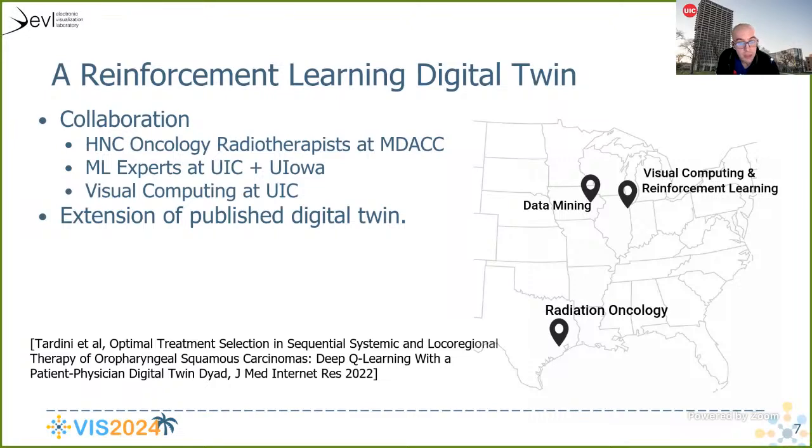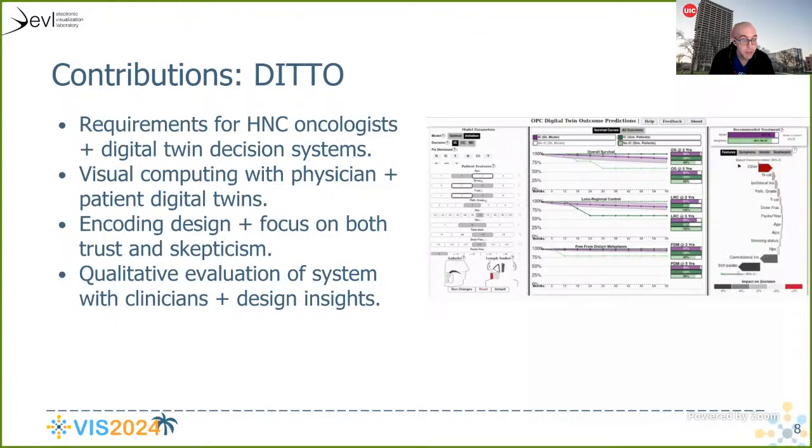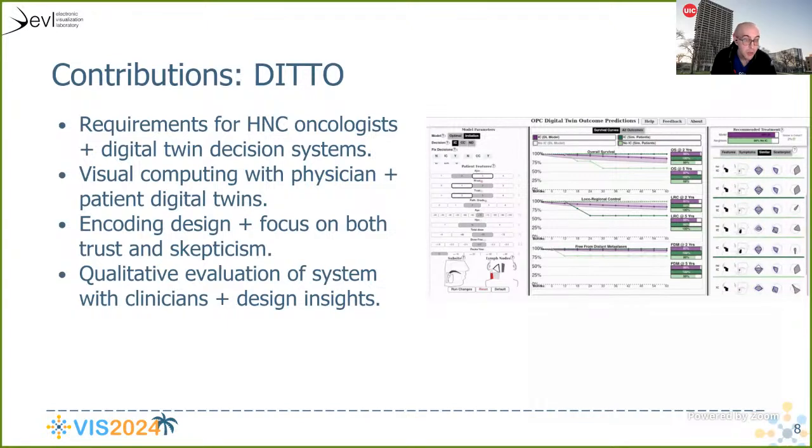In this work, we made several extensions to this, as well as built a front-end interface to support clinicians working with this model. The specific contributions of this paper are requirements engineering of the human factors that oncologists consider when interacting with digital twin systems for treatment planning, the design of one of the first interfaces that leverages digital twins for clinical decision support for oncologists, with a focus on looking at both skepticism and appropriate trust in our models, and finally, a qualitative evaluation of the system and design insights.